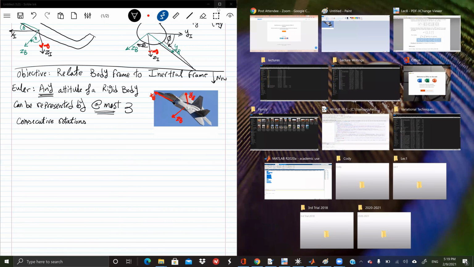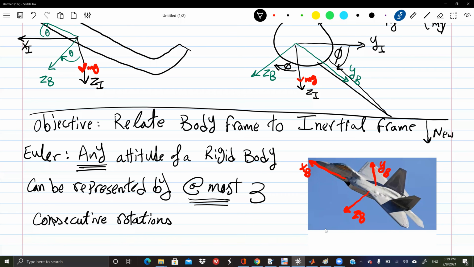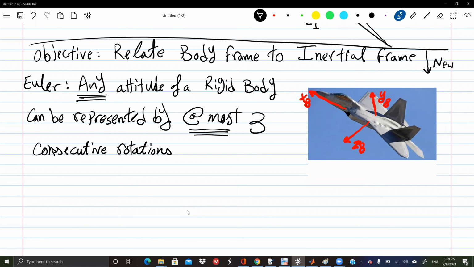So Euler is suggesting a hypothetical way to arrive at this final attitude, final XYZ. You start with the inertial one and do 3 consecutive rotations. Do any 3 rotations about 3 independent axes. And he guarantees you that with some angles, you will arrive at the given attitude. So you can relate the 2 frames together. This is the objective today. We're going to go through this in detail. So what do you mean?